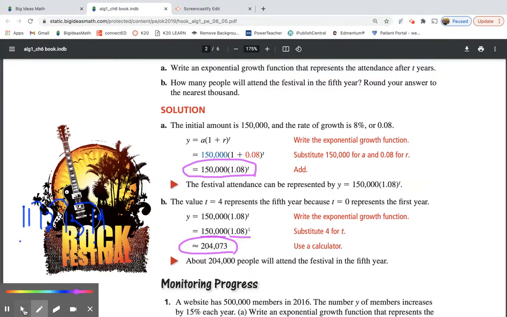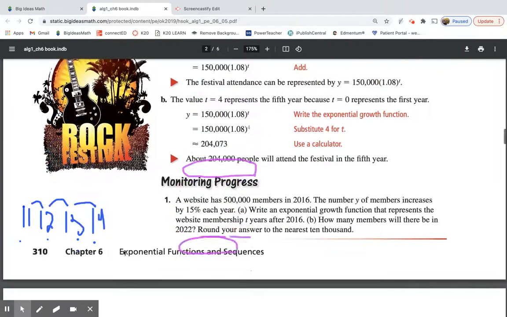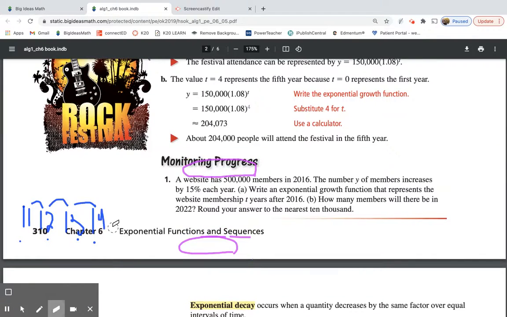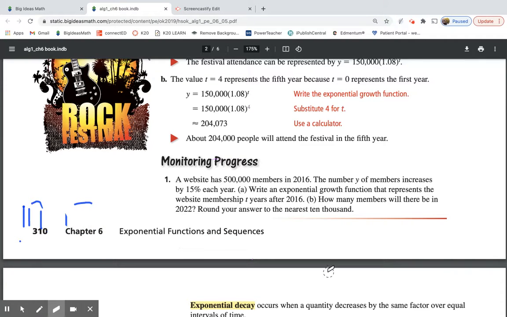So you're going to try one. It says a website has 500,000 members. The number of y members increases by 15% each year. Write an exponential growth function that represents the website membership t years after 2016. And then B, how many members will there be in 2022? Round your answer to the nearest 10,000, because it is an estimate, so you're going to round. So pause the video, try that, and then I will go over it with you.